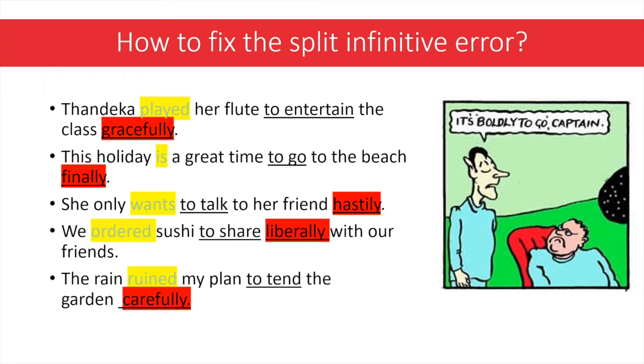This holiday is a great time to go to the beach, finally. She only wants to talk to her friend hastily. Makes pretty much sense at the end of the sentence there. We ordered sushi to share how liberally, right? And then it becomes an adverb there. The rain ruined my plan to tend the garden carefully. Right, makes sense. It seems like most of the time you could move it more or less to the end of the sentence or after my infinitive. In some cases, you can place it in front of, but it's all about the meaning. Don't change the meaning of the sentence when moving your descriptive word.